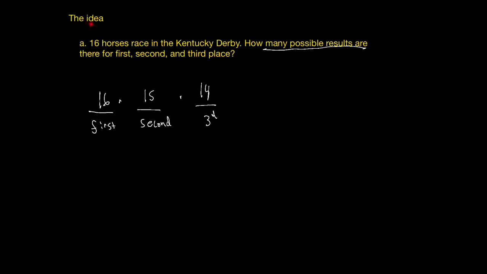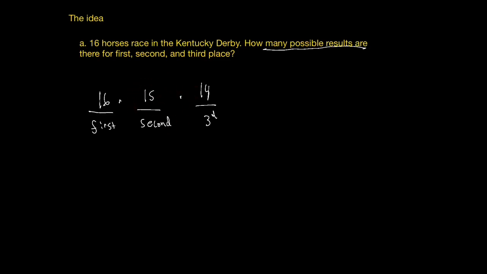In order to share the idea, I brought back this problem that we just did of the 16 horses in the Kentucky Derby. So I want to take a different look at this. So here we had a 16 times 15 times 14. And in order to get the possible results, we just multiplied the three of them together. Now let's suppose that we didn't know that.